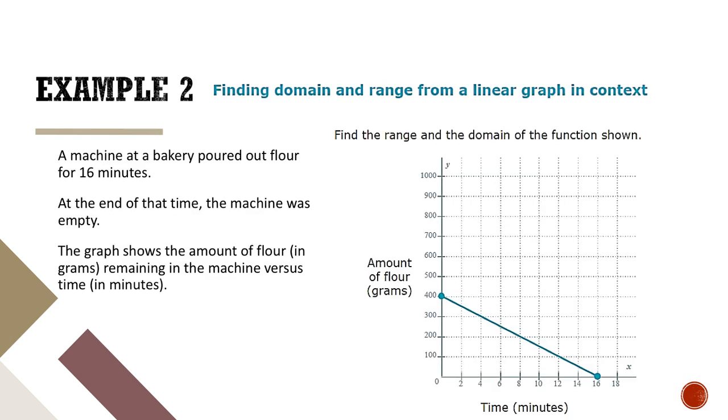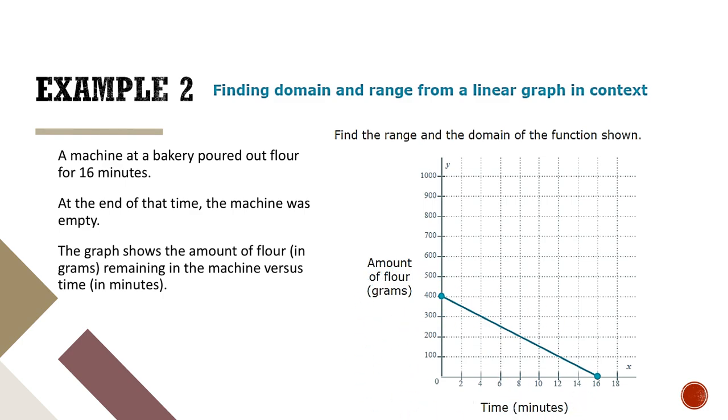So example 2, we're going to look at a context of a graph. We have a machine at a bakery that poured out flour for 16 minutes. At the end of the time, the machine was empty, so it's starting at 400 grams and it's pouring out, and now there's none, and it goes from 0 to 16 minutes. So that's the context of this problem.